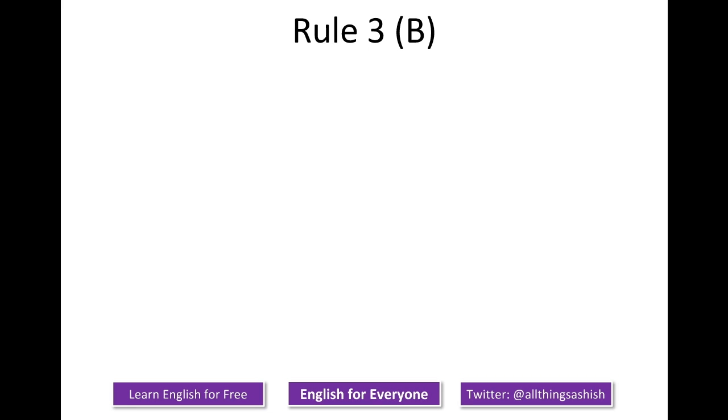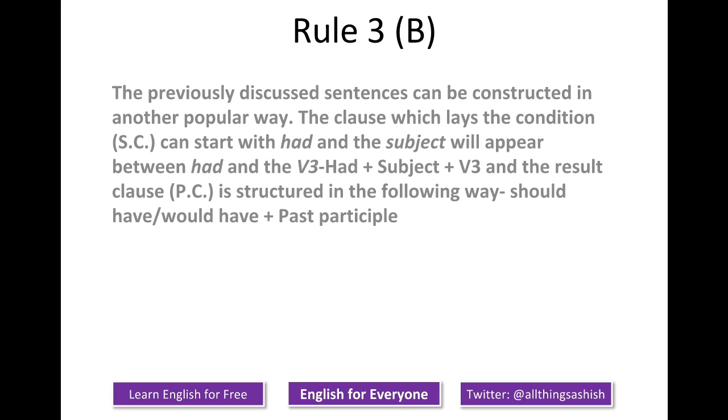Let's look at another aspect of Rule 3. The previously discussed sentences can be constructed in another way. The clause which lays the condition, that is the secondary clause, can start with had, and the subject will appear between had and the third form of the verb, like had plus subject plus the third form of verb, and the result clause or the principal clause is structured in the following way: should have, would have plus past participle.